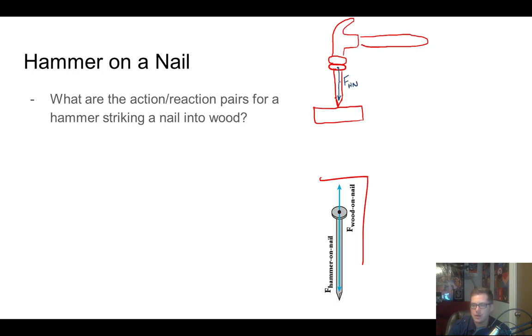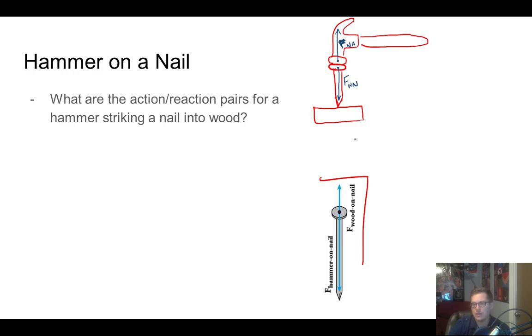Now the reaction pair of this, well, if the hammer is acting on the nail, then that means the nail has to be acting on the hammer, and it's an equal and opposite force, right? That's Newton's third law. So equal in magnitude, opposite in direction. So there's the force, oops, shoot. This is the force of the nail on the hammer. Okay, this is the force of the nail on the hammer.